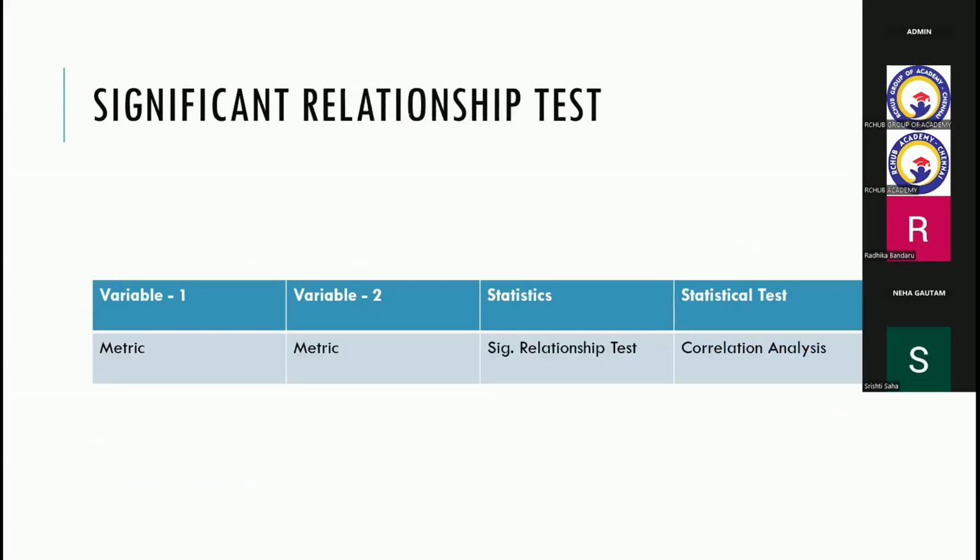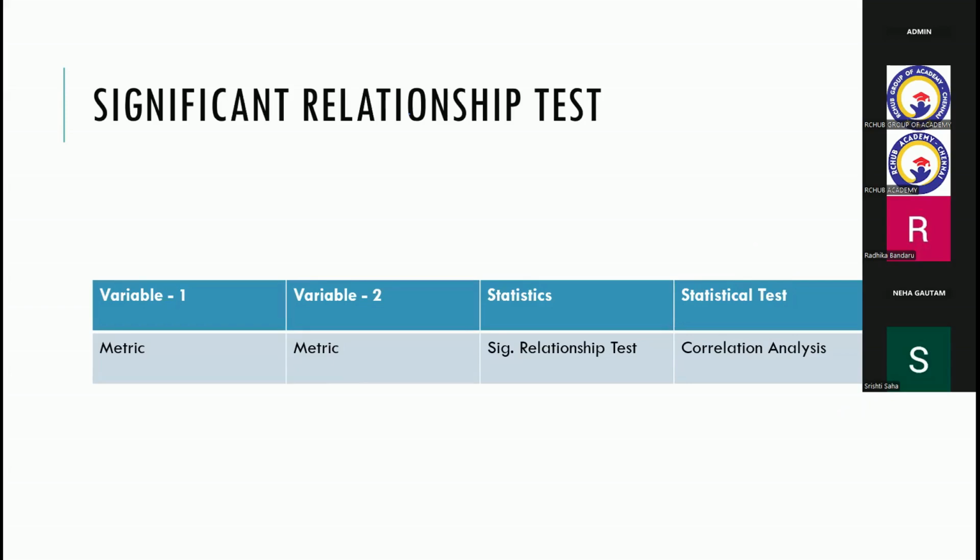Coming to the second point, you can ask me, sir, why can't we say significant relationship test? No, we cannot say significant relationship test, because only with metric data variables can we say significant relationship test. For doing a significant relationship test, you have to perform correlation analysis.